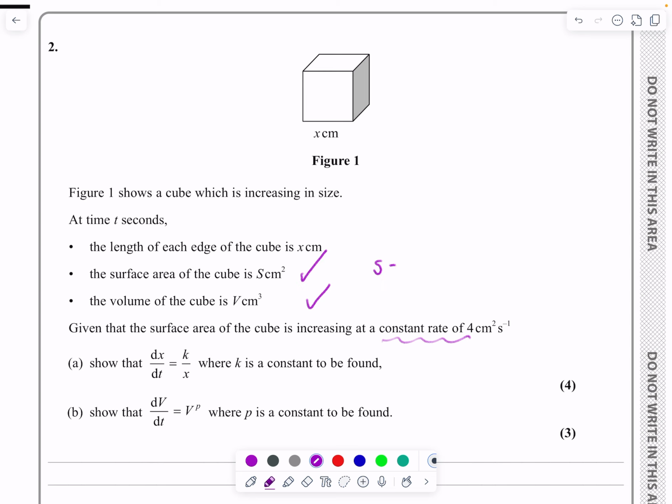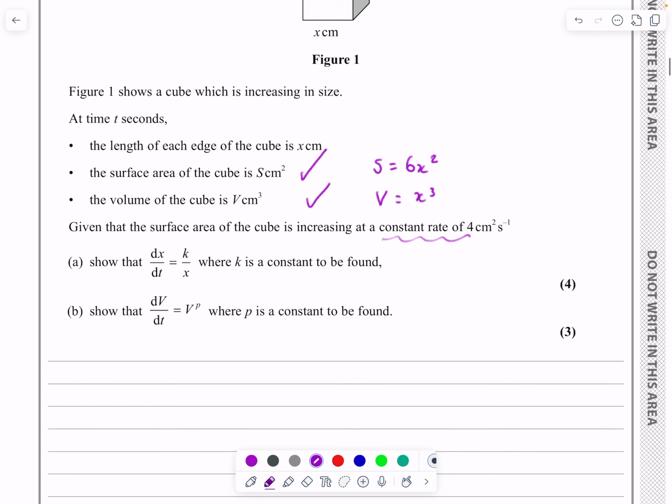Well, surface area of this thing would be 6x squared. Volume of this thing would be x cubed. So I'll put those on when I need them, but I'm sort of shortcutting it straight away there. And then what are they asking me for? They're giving me a constant rate of 4. That's ds by dt. In the question, they're giving me dx by dt.